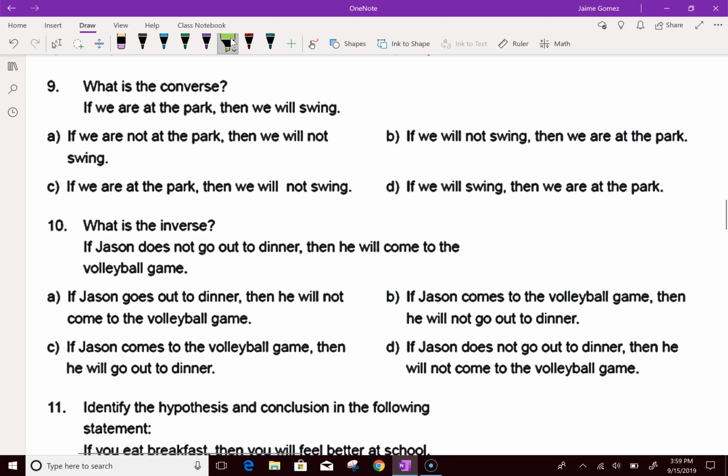So what is the converse? Converse means change PQ to QP. So just flip them around. Put the first part at the end to have Q first, and then put Q, which is the last part, first now. That's all it says.